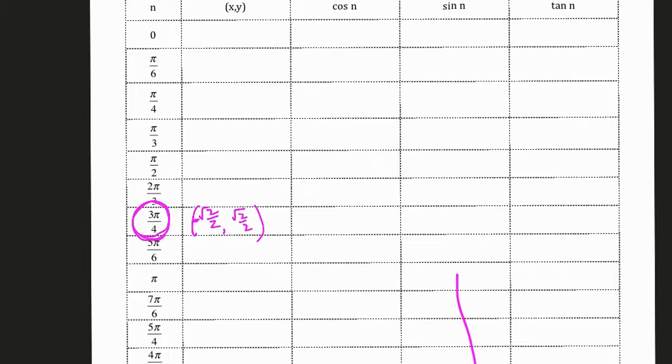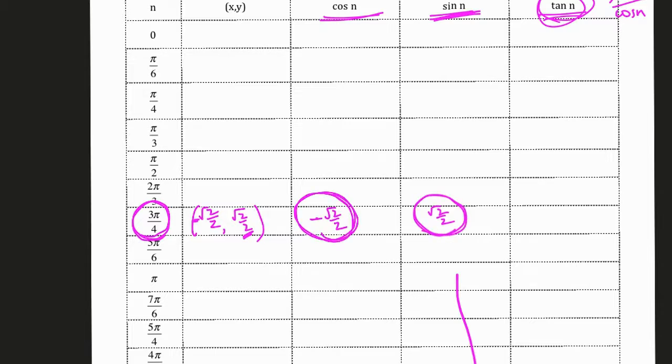Okay, now you could be asked for the cosine, you could be asked for the sine, you could be asked for the tangent. Okay, cosine is the x coordinate. All right, so the cosine is negative rad 2 over 2. The sine is the y coordinate, that's positive rad 2 over 2. And then this one's really cool. Tangent is the sine over the cosine. So you take this one and divide it by this one. So in this case, you get -1.